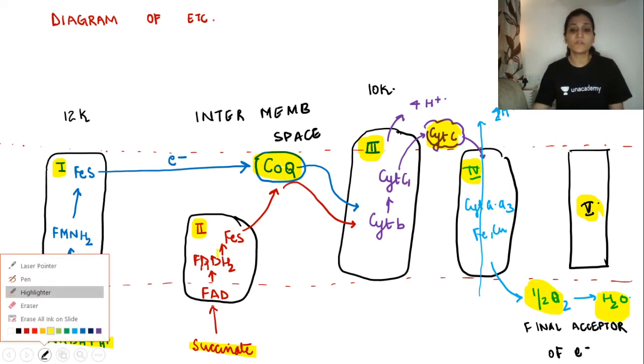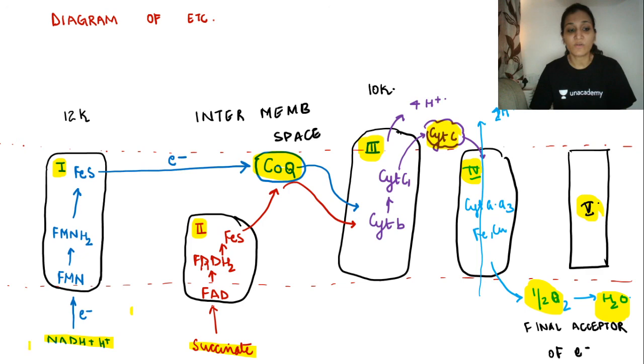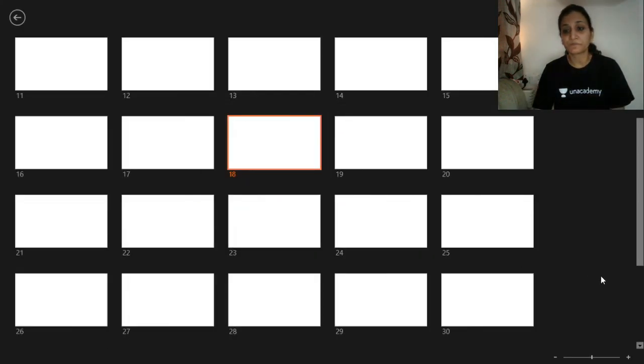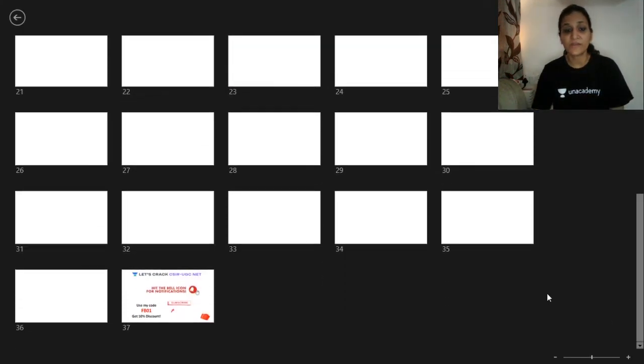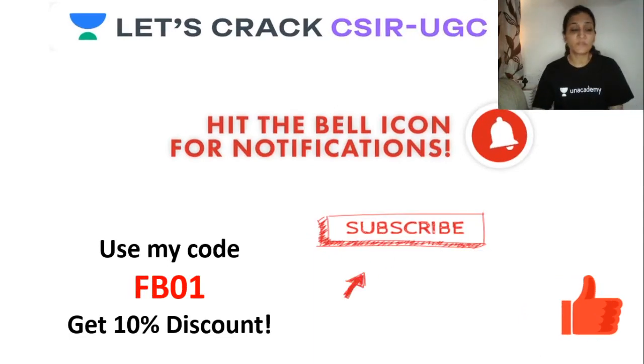And now we are going to see the second part of the electron transport chain in our next session. This was the first part.